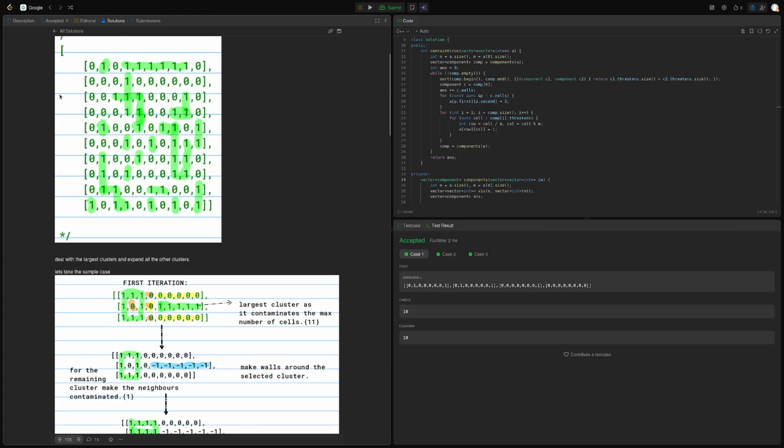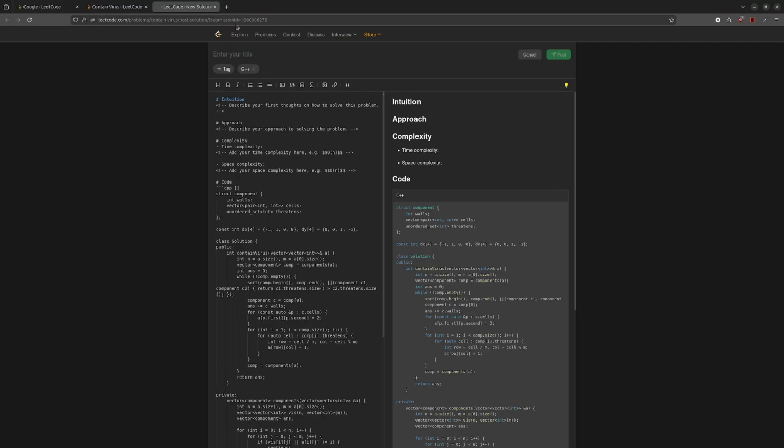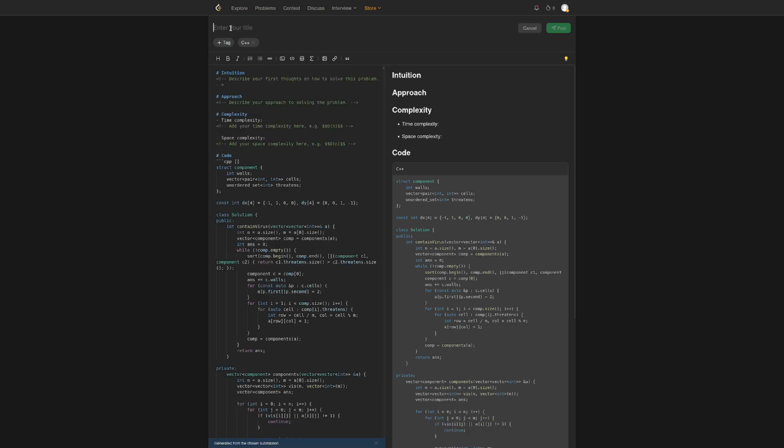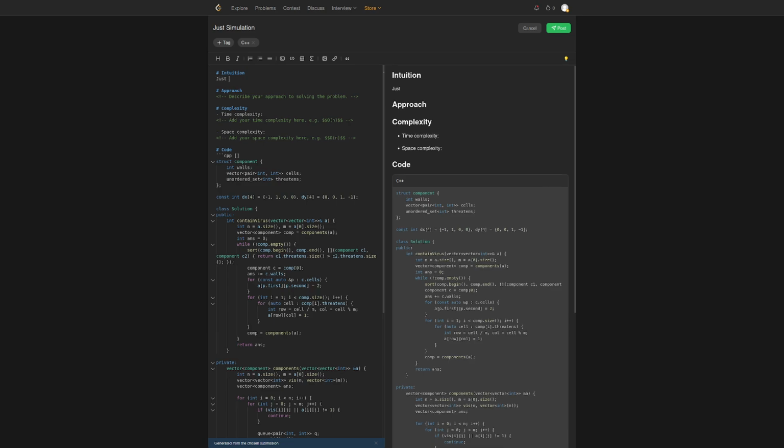That is so ugly. What the hell? Why would you write something like that? Easy simulation. Just simulation. Just simulate the process.